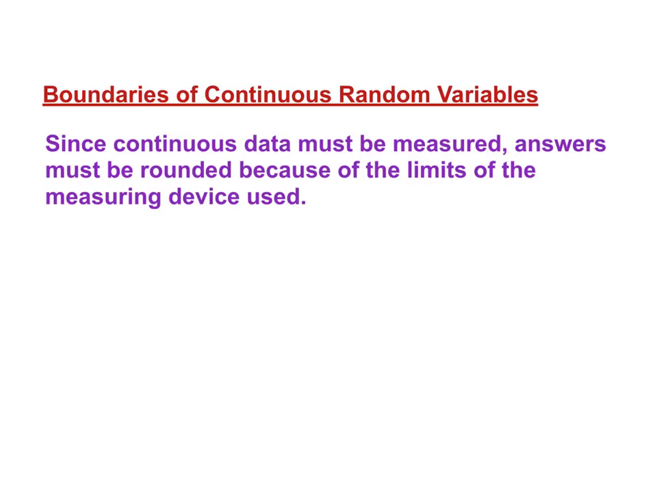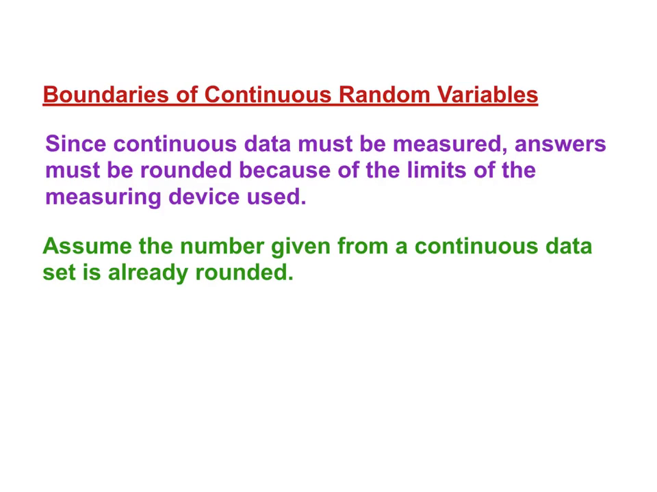So we create boundaries, right? So here's how that's going to work. And that's what this says. Continuous data must be measured. Answers have to be rounded. Because whatever we're using to measure has limits. Okay? Because of this idea of infinity, we have to pick a place where we're going to round. All right. Assume the number given from a continuous data set. So first you have to know it's continuous. Either they told you or you can tell by the description in the problem. But it's given to you in a rounded state already.